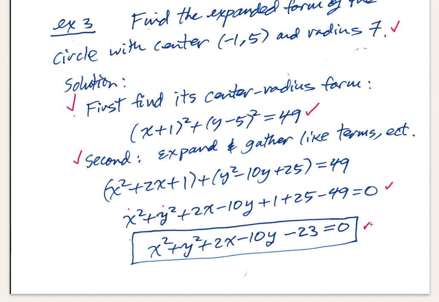In a follow-up video, what we're going to be doing is taking things like the expanded form or the center radius form, and from those, we're going to try to find what the center and radius of the circle are. That will involve some techniques involving completing the square again.